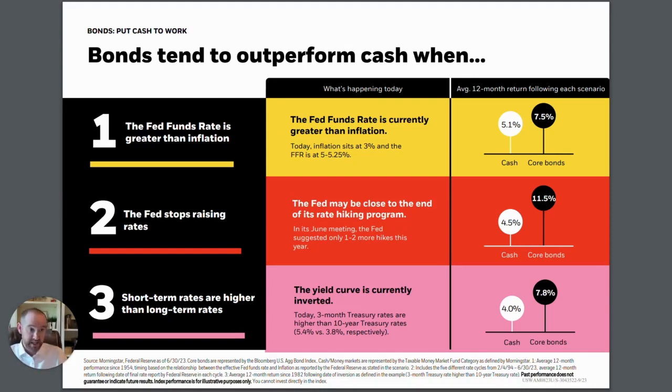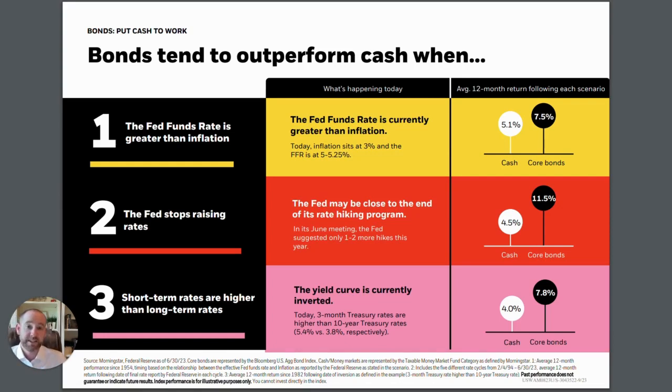And what we've seen is that when the Fed funds rate is currently greater than inflation, cash has historically generated 5.1% and core bonds 7.5%. Now, today, the Fed funds rate is currently between 5 and 5.25, and inflation's at 3. So again, money market rates are paying more than inflation, but in that scenario, historically, longer bonds have tended to outperform in the 12 months following that scenario where Fed funds has exceeded inflation.